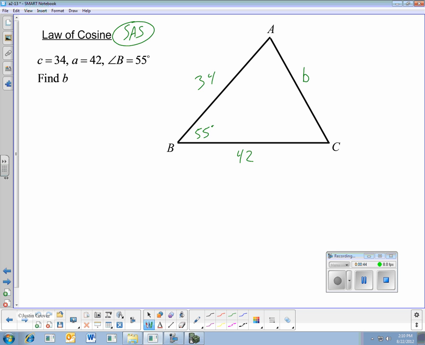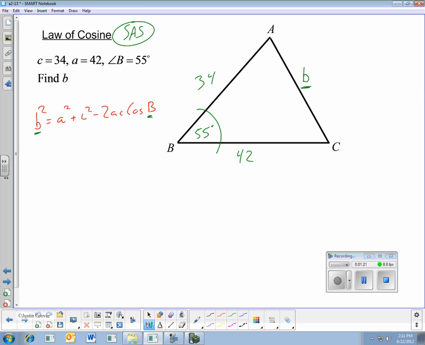So notice the one angle we have is angle B. The side that's missing is side B. So you need two sides and the angle in between, and you can find that third side. And the formula here is the side that's missing squared is equal to the other sides squared. So in this case, a squared plus c squared minus 2ac cosine B.